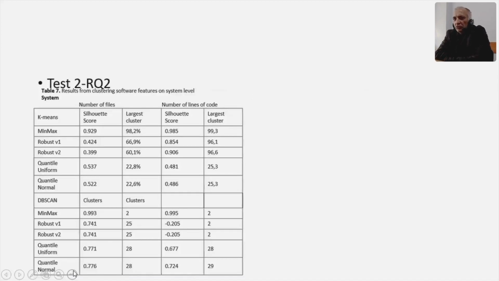Then research question number 2, from the clustering software. Here we have the clusters which were identified and analyzed using DBSCAN and k-means. Again, the number of files, which was still larger for the lines of code, was analyzed using k-means and DBSCAN on the basis of minimax, robust, quantile, quantile normal, and quantile uniform.